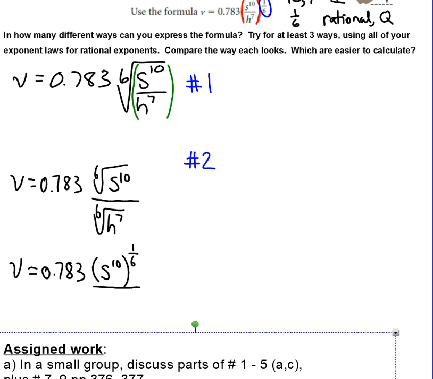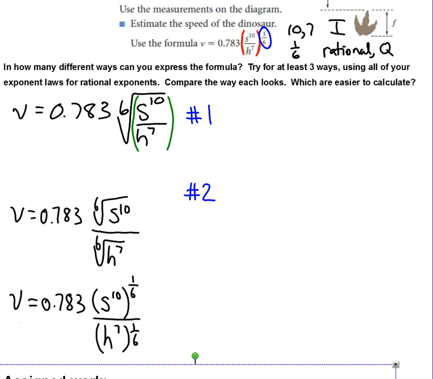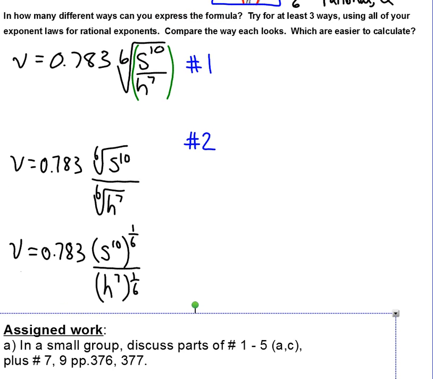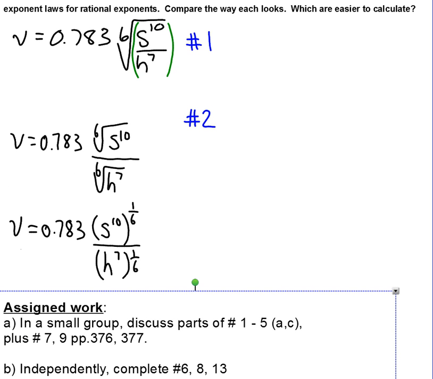rational exponents and integer exponents and no roots at all. And I would have h to the 7 to the 1/6. And that probably is what directly would apply from the very first step up here. We could have said right from the get-go, we could have taken that 1/6 exponent and applied it directly to the top and the bottom, and that would have produced the version number 3 here.